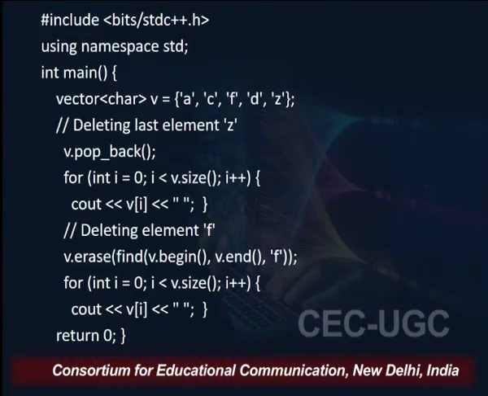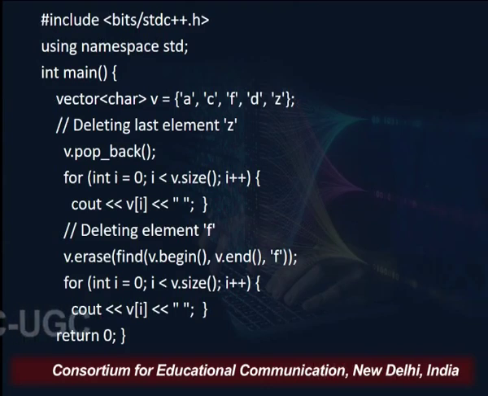Similar goes with erase, which is a linear time operation, and if we want to do the deletion at the end, or the last element is to be deleted, we can simply use the pop underscore back method, and obviously it is faster and will take only constant time. Now, here you can see a very short code snippet which is available on the screen.